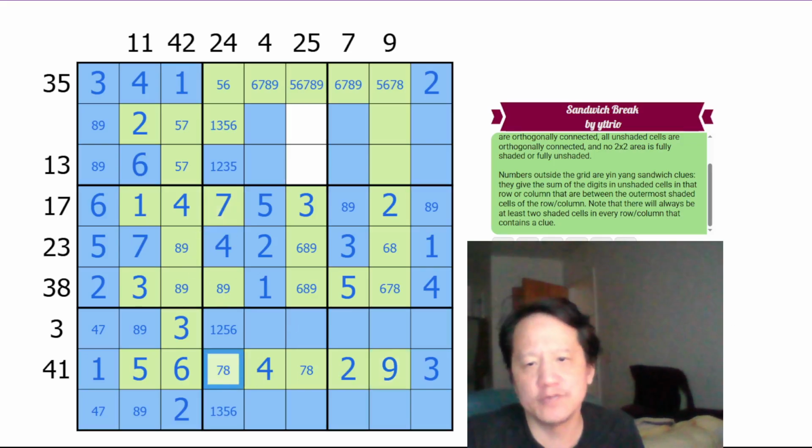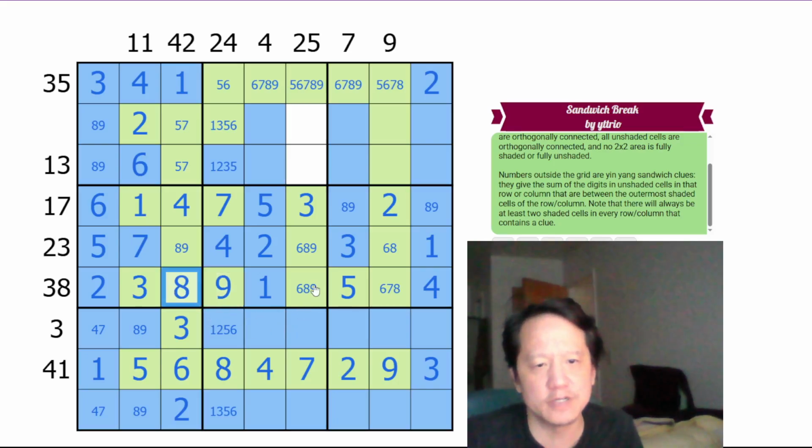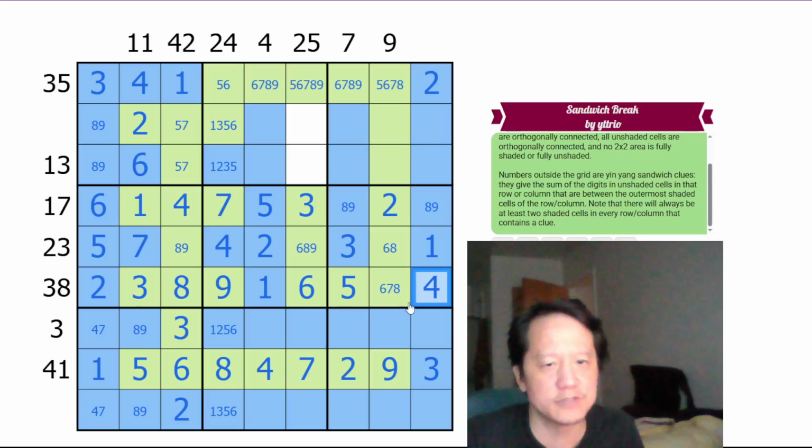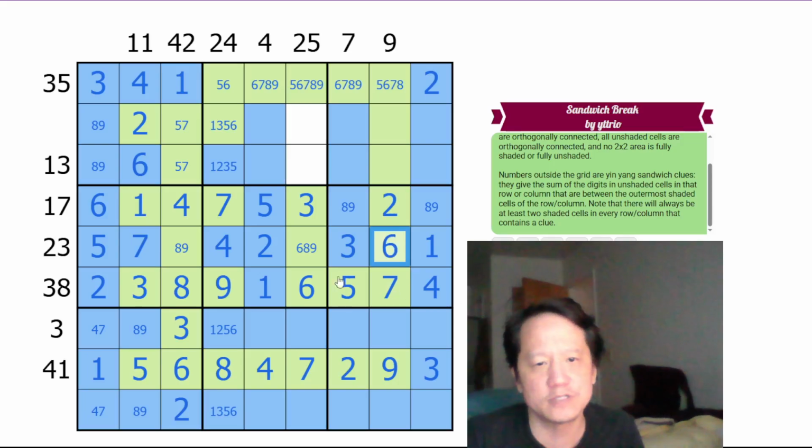7 eliminates 7 here, so this is 8, which makes that 7. 8 eliminates 8 here, so it's 9, which makes that 8. This can't be 8 or 9, it's 6. This can't be 6 or 8, it's 7. This 8, 9 pair eliminates 8 and 9 here, so that's 6. No 6 or 9 here, that's 8.